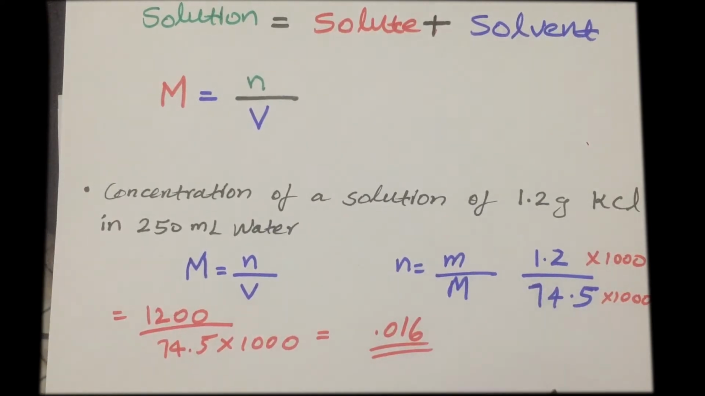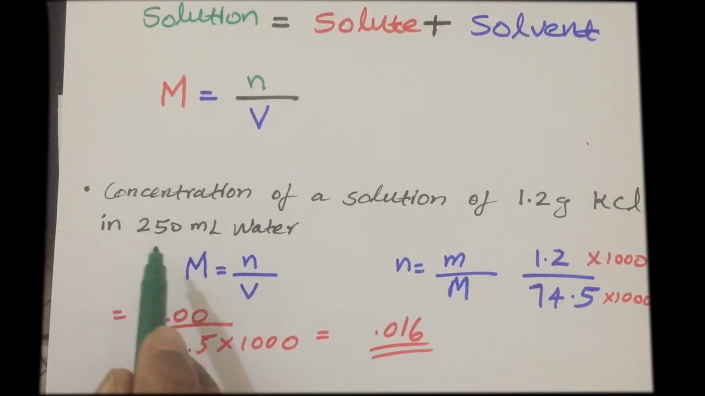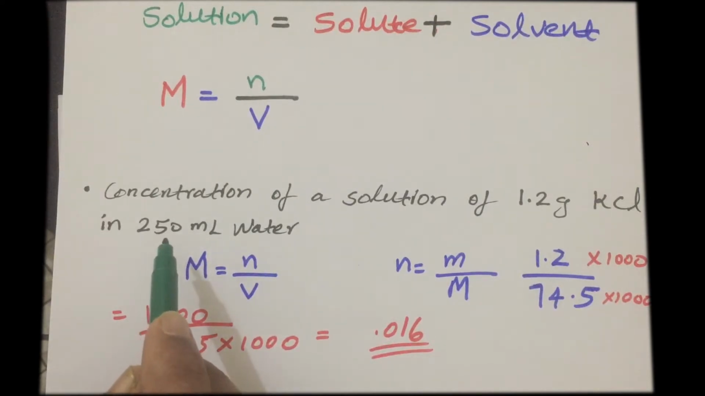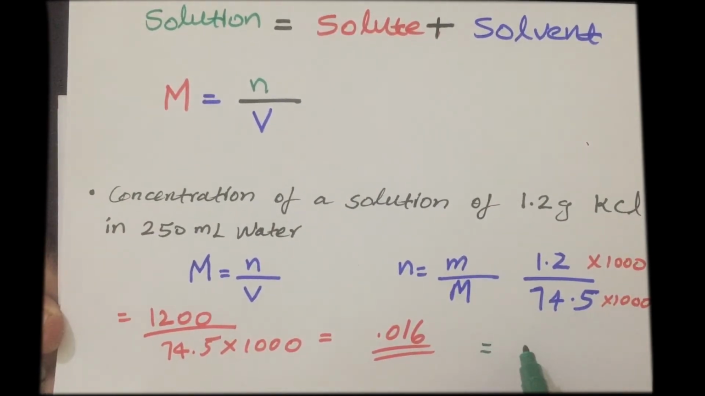So molarity is number of moles of solute divided by volume of solution in liter. Here volume of solution is given in milliliter. So to convert to liter, take 3 points backward. So it will become 0.25. 1, 2, 3, 3 points backward. That is 250 divided by 1000. So it will become 0.25 liter.